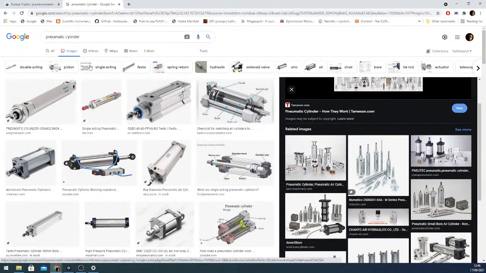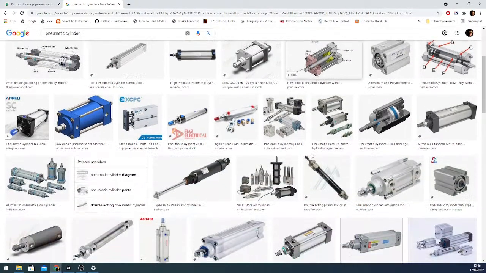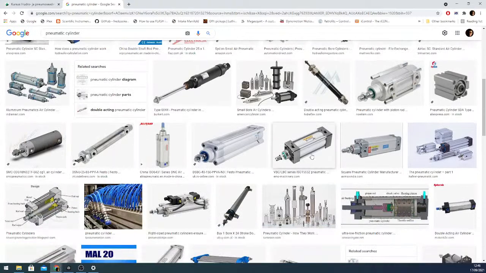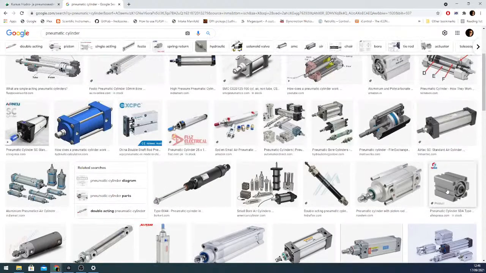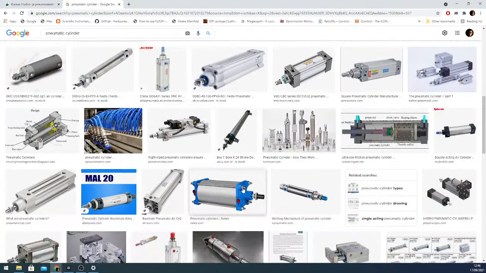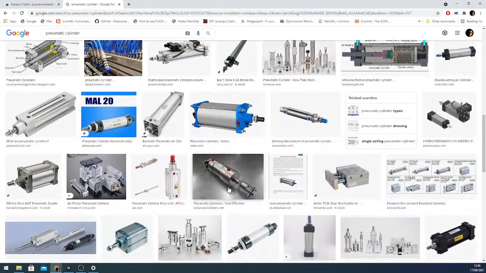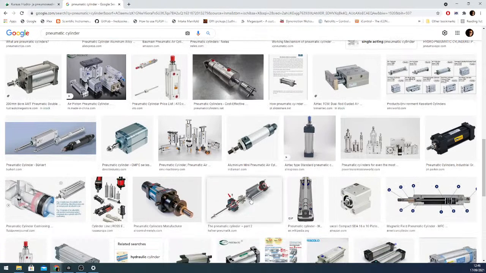So at the moment I have just entered pneumatic cylinder into Google, and you can see there's a lot of different pictures about them. You can see that there are different constructions. Some look like a box. Some look like actual cylinders. Some have some rods on them. Some don't. What is going on?